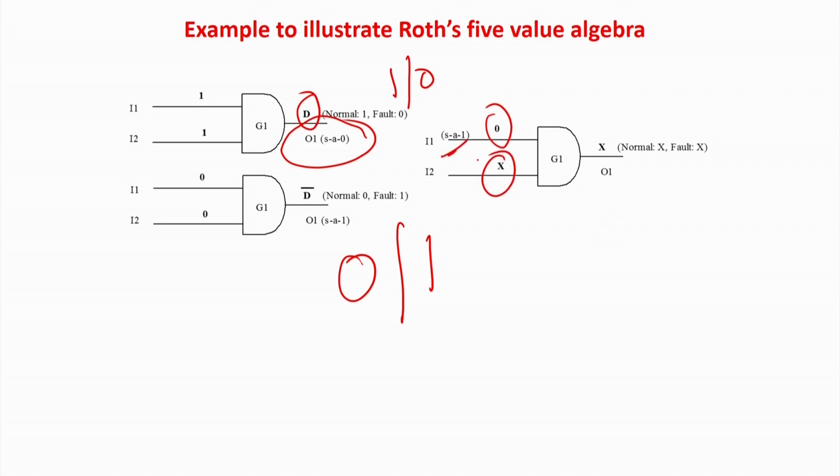X means I do not know what I have applied, so in that case the output is X, because we know that in an AND gate this is a controlling pattern, so the output will be X. This is Roth's 5-value algebra.